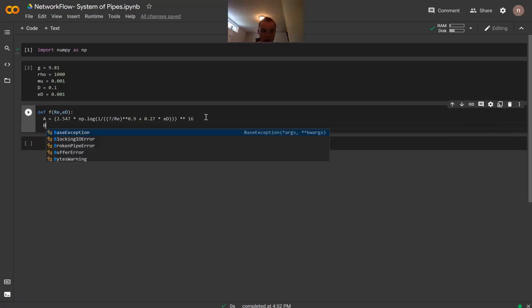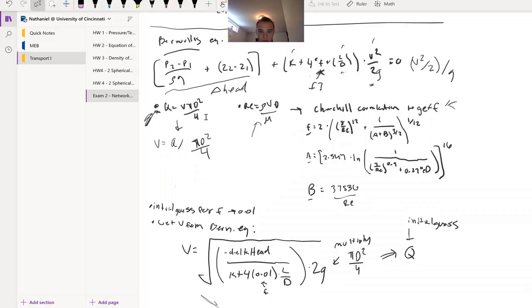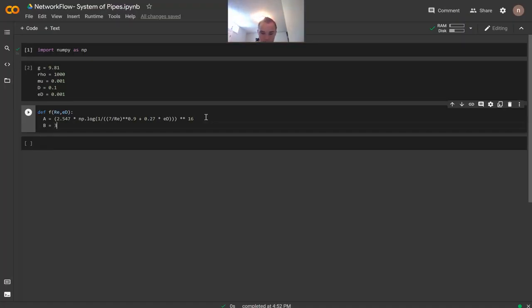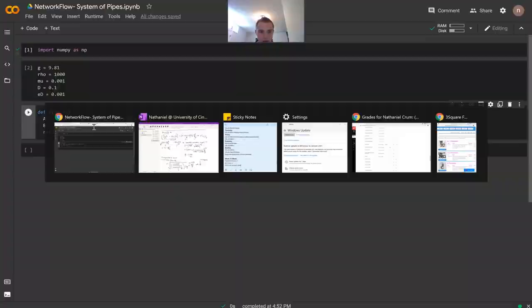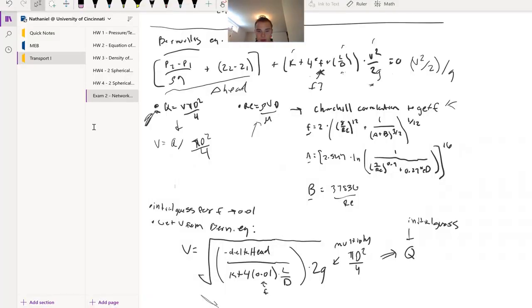And then our B is a lot simpler, which we said was 37,530 divided by our Reynolds number. And we'll go ahead and put parentheses around this as well. So that will be our B from using Churchill's equation, or Churchill correlation. Same thing. And then what we want to return in this case is our Fanning friction factor. So in that case, we can return this F, which took in the arguments of A and B and put them through.